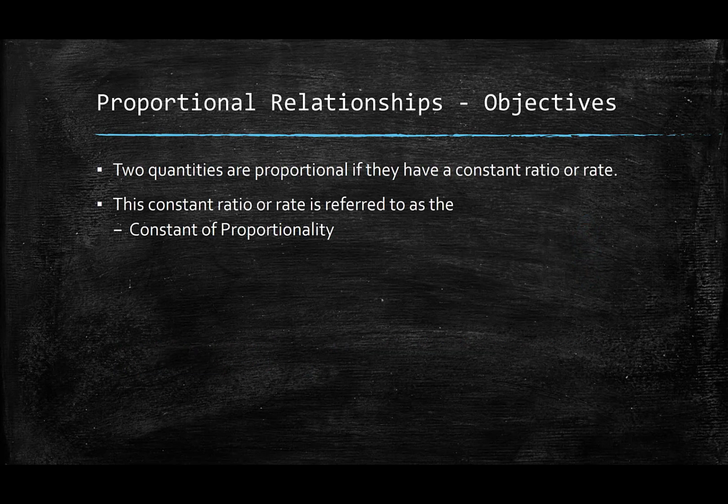This concludes our lesson. In this lesson, you have learned that two quantities are proportional if they have a constant ratio or rate, and that this constant ratio is referred to as the constant of proportionality. Please review your online activity for the week.